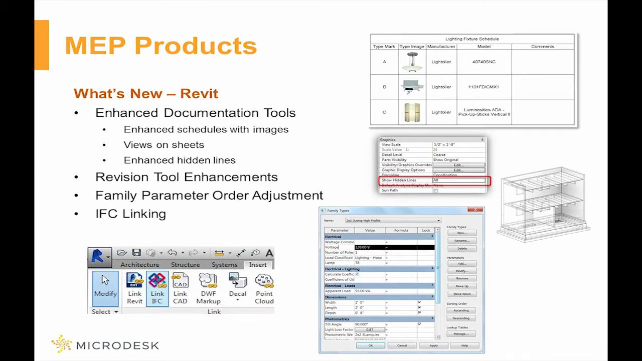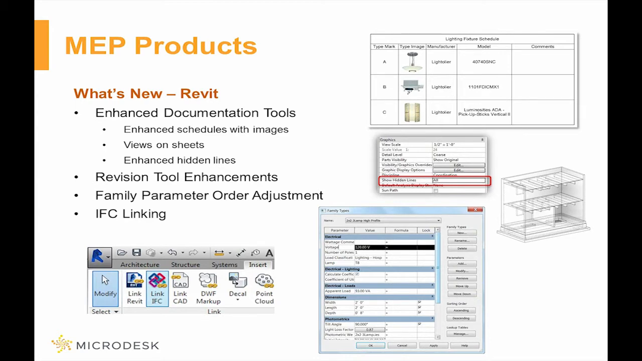They added a new feature for showing hidden lines, and I know this has been a request from MEP engineers for quite some time. So they did add a little more flexibility to show hidden lines based on an actual discipline in a view. Some of the revision tools were enhanced as far as creating clouds and being able to edit and delete those clouds and organize those clouds accordingly.